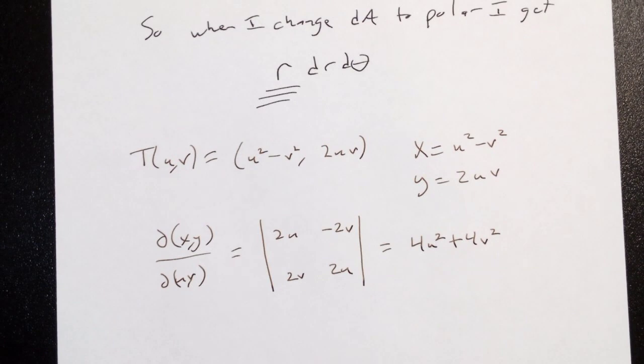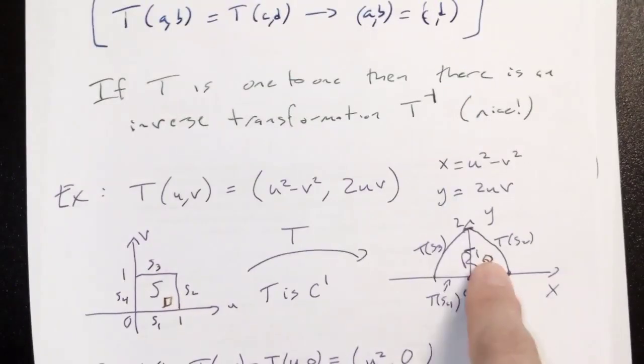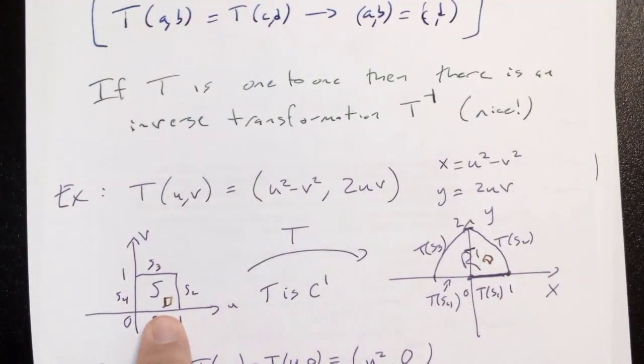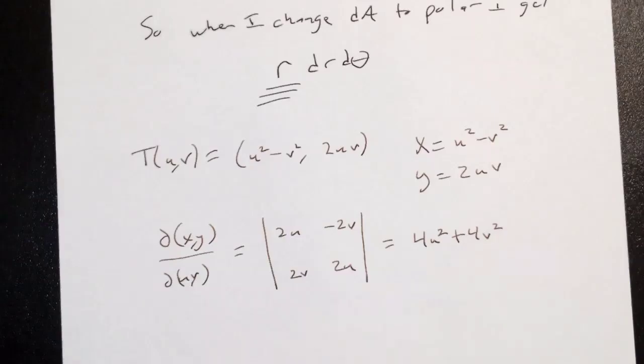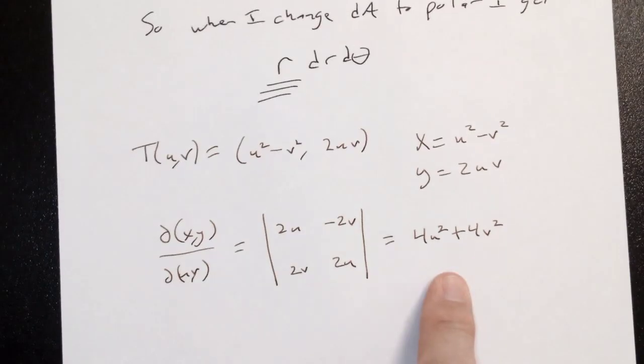But that means if I wanted to do the integral of something, anything, on, where's my picture? If I wanted to do an integral on this, I could instead do an integral on this. And all I would have to do is put that in front of du dv.